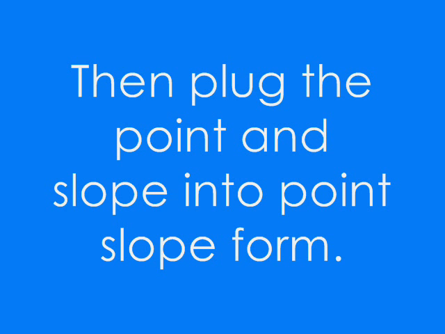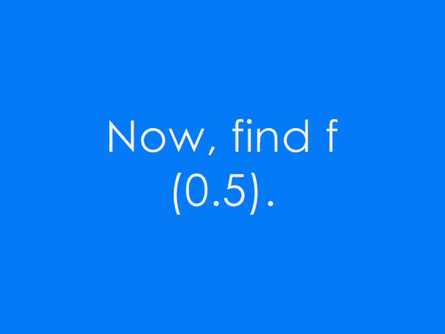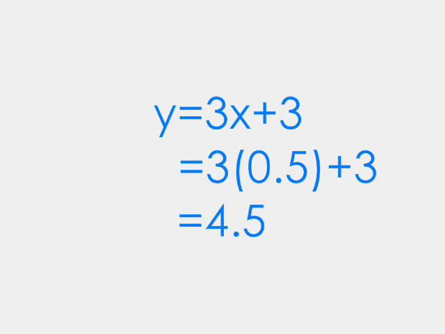Then plug the point and the slope into point slope form. Using point slope form, plug in the point (0, 3) and a slope of 3 to solve for the equation of the line. Now, find f(0.5). When you plug 0.5 into the equation, you get 4.5.